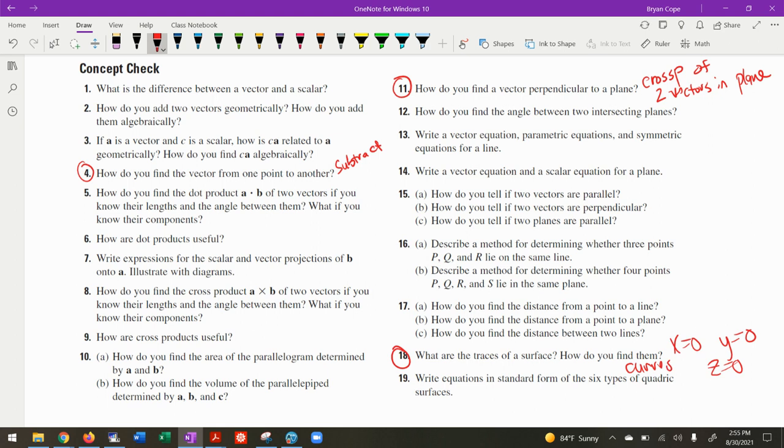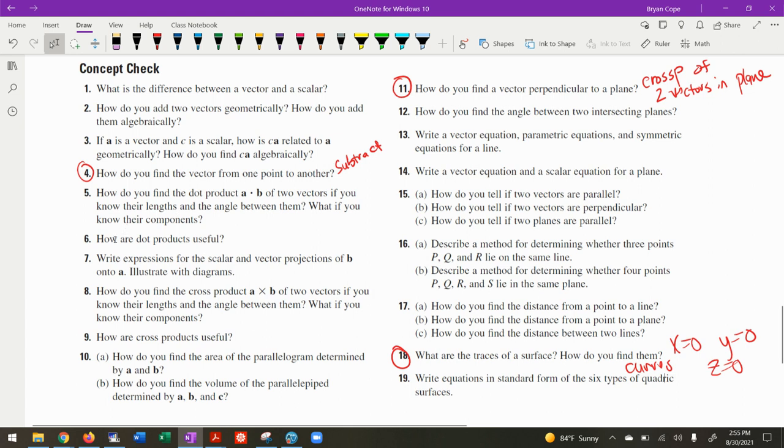Is it like when you plug in 0 for x, y, and z, or just when x equals 0, and then y and z vary, and then y equals 0, and x and z vary? Right, well, you said the second part, yeah. X equals 0, and then y and z are allowed to vary. Yeah, that's right.